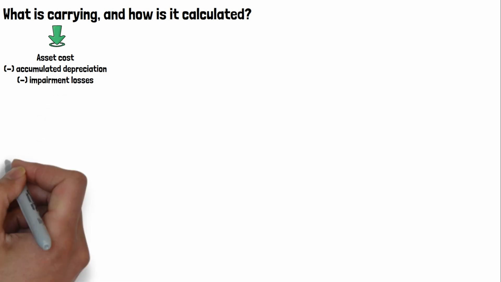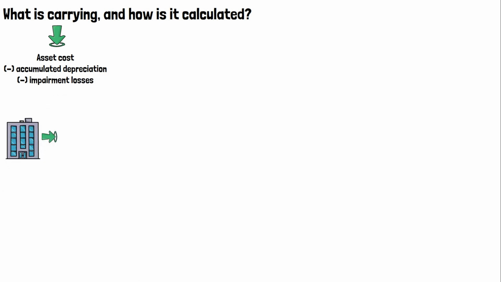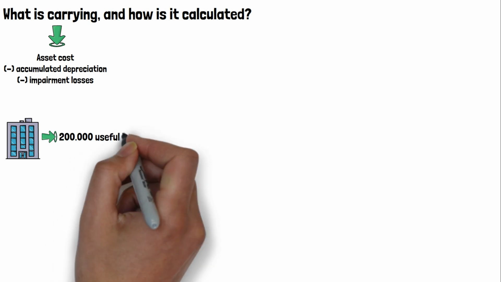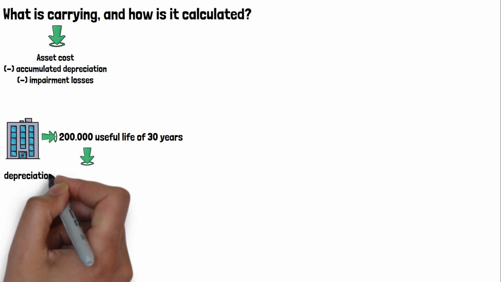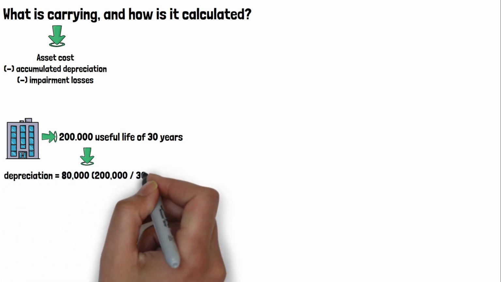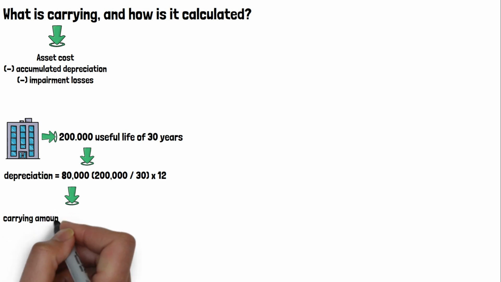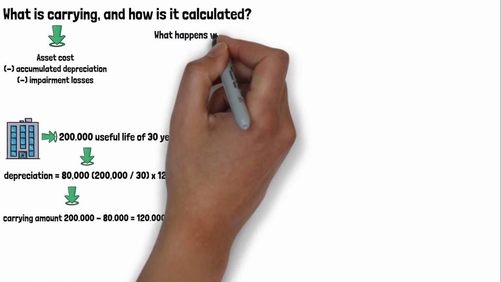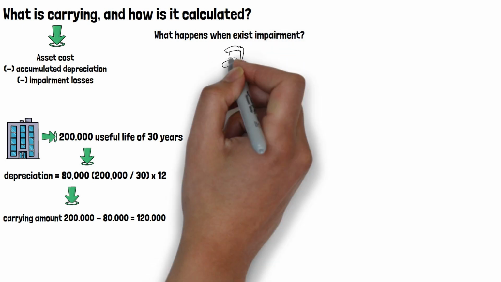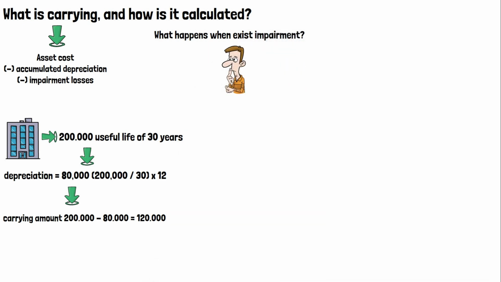For example, an entity acquires a building in year 1 for $200,000 with a useful life of 30 years. In year 12, the depreciation of the asset will be $80,000. Therefore, the carrying amount of the building at the end of this year will be $120,000. Everything seems simple to this point. The issue gets a bit more complicated when an entity has impairment losses.